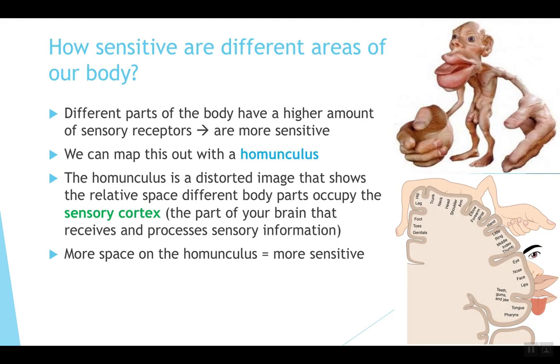Now, different parts of your body have different degrees of sensitivity. That's because we have different amounts of receptors. And you can map that out using something called a homunculus. So if we look at this picture up here, the bits that are larger are the bits where there are more pain receptors.